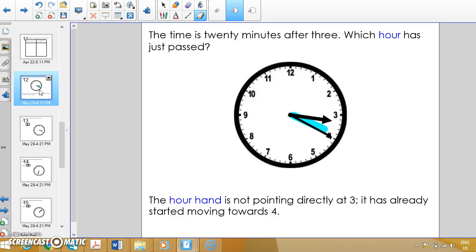So for example, if we take a look at this clock, the time that is 20 minutes after 3, it says which hour has just passed. So we look at the 3, and remember I said that unless the hour hand is exactly at the 4 or past the 4, it's not 4 o'clock. So the hour hand isn't always exactly at the 3, right? Right here, it's just a little bit past the 3. So it's moving towards 4 o'clock, but it's still 3 o'clock. So it's the number of minutes that are past 3 o'clock.